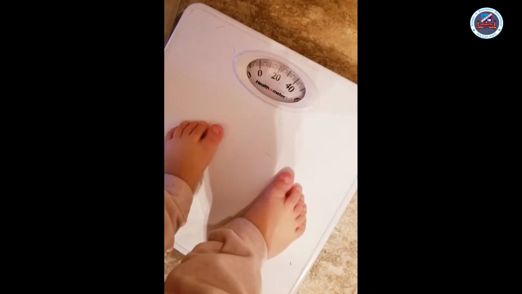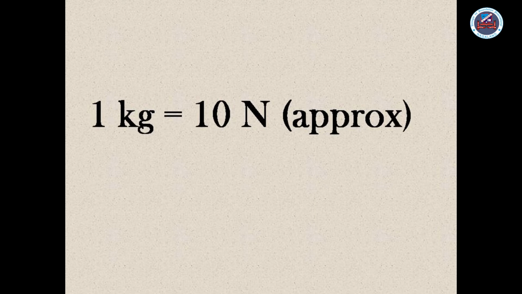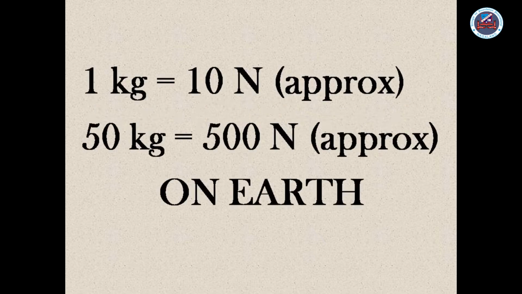Mass and weight. When we weigh ourselves using the weighing machine, we say that my weight is 50 kg. But in science, we say that my mass is 50 kg. The mass is measured in kilograms. It tells us the amount of matter the object is made of. The Earth's gravity pulls each kg with the force of 10 Newton. So if my mass is 50 kg, my weight on Earth is about 500 Newton.